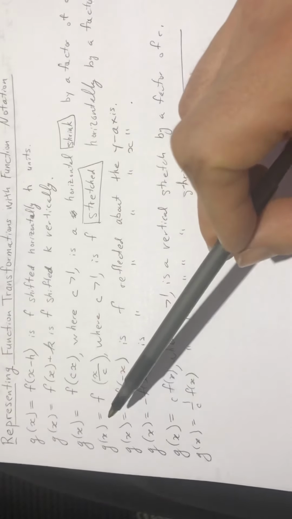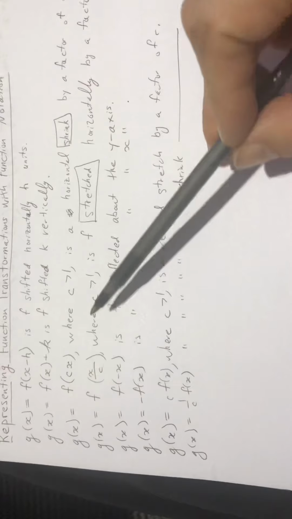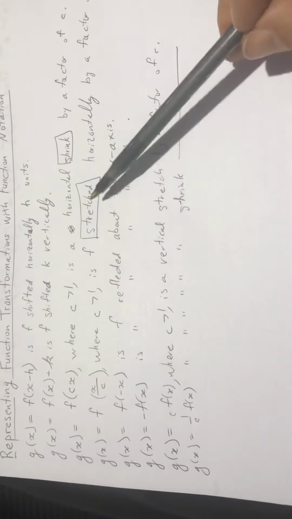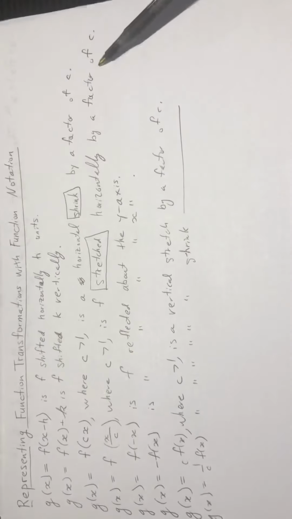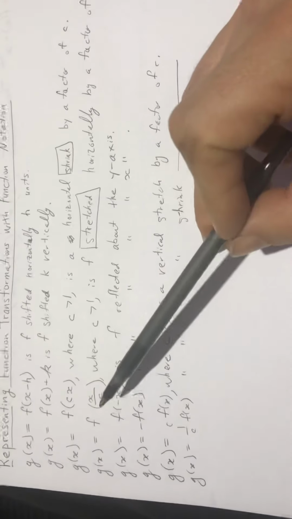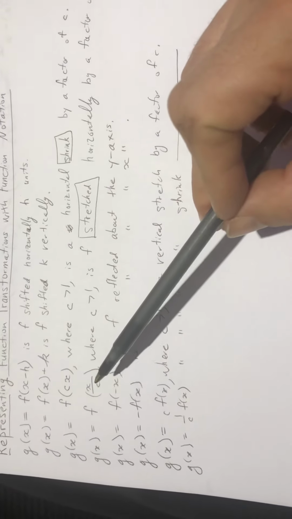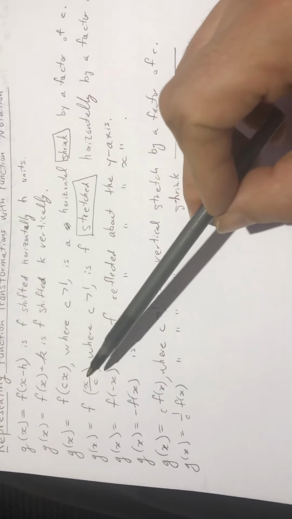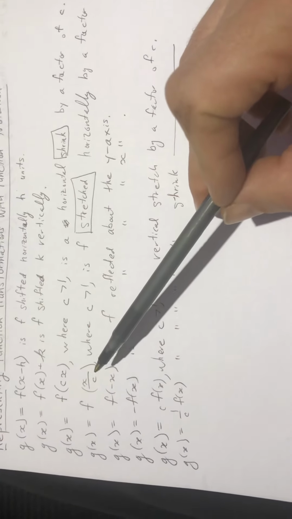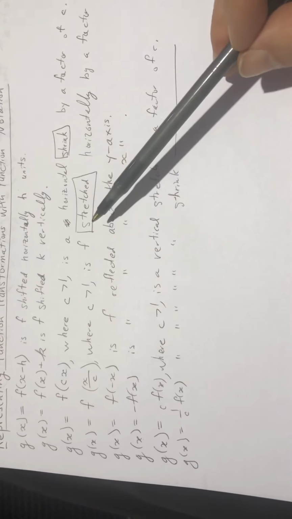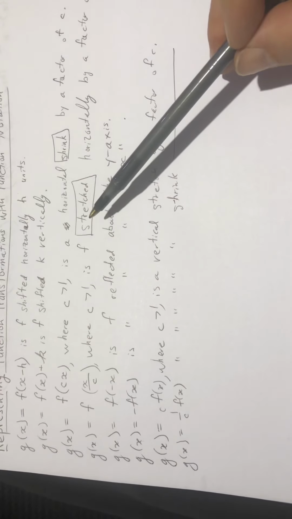g of x equals f of x over c, where c is greater than 1, is f stretched horizontally by a factor of c. Again, we're doing something directly to the x, so it's the opposite of what you think. You would think that since we're dividing x by c, it would be a vertical shrink, but it's the opposite, it's a stretch.